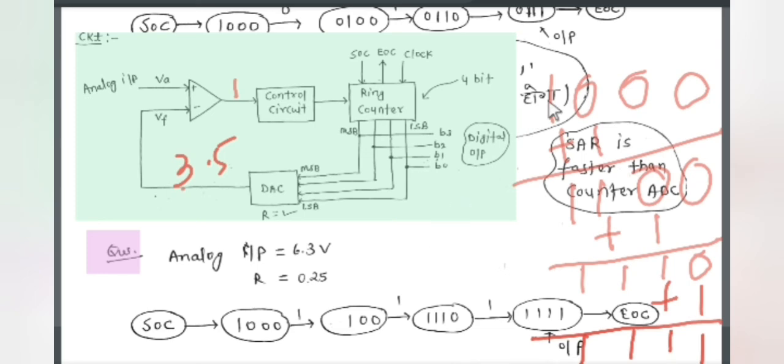And the state diagram is also depicted here, which you are watching, from start of conversion to end of conversion. It was 1 0 0 0, 0 1 0 0, 1 1 0 0, 1 1 1 0 and then 1 1 1 1 and end of conversion. And so 1 1 1 1 is our desired answer as the digital output of analog input voltage 6.3 volt.